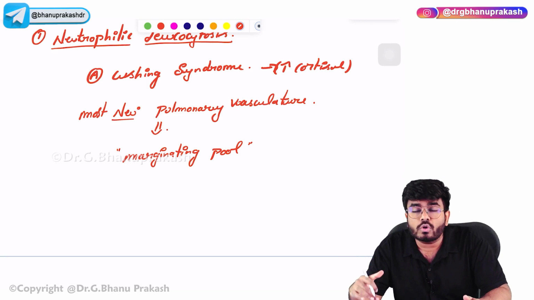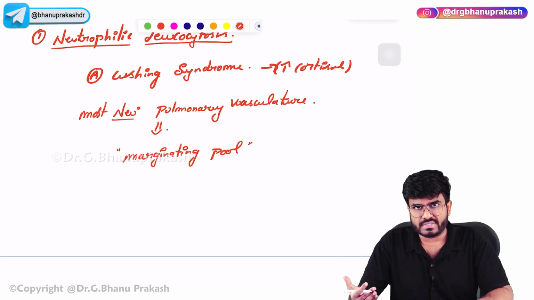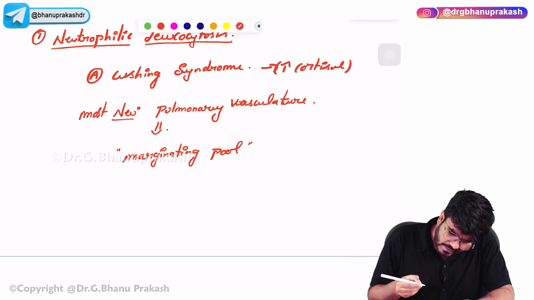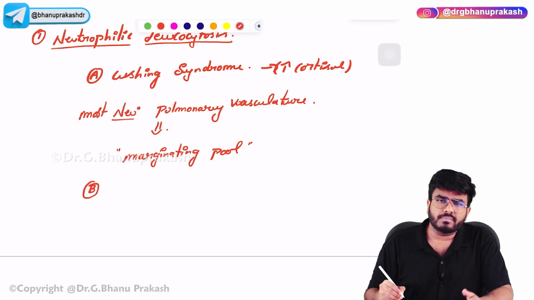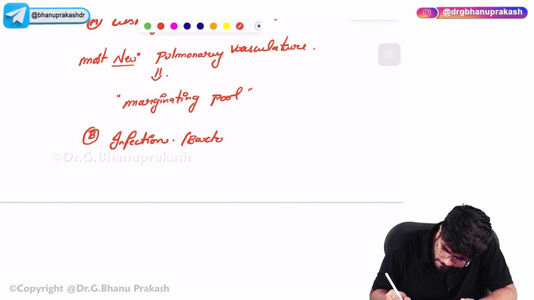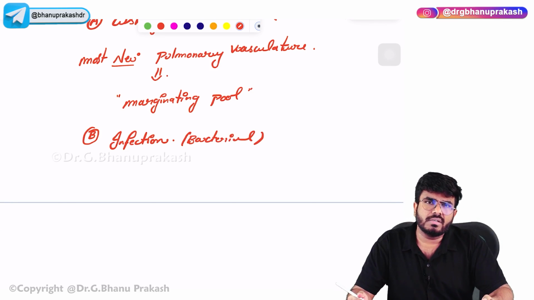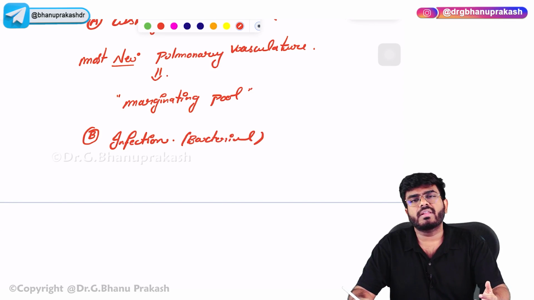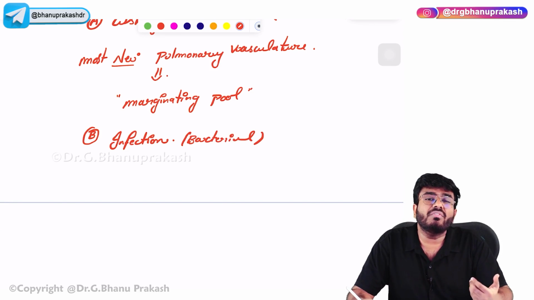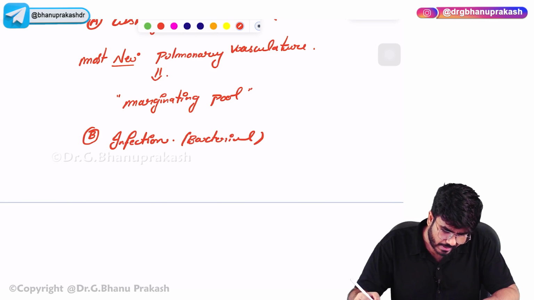So there can be neutrophilic leukocytosis, which means the leukocytosis is because of the neutrophils. That is one reason. And the second reason, the most common one, is bacterial infections, especially with bacteria. Because if there is a viral infection, there will be more lymphocytes. Even in fungal infections, there will be more lymphocytes. Neutrophilic leukocytosis is especially seen with bacterial infections.